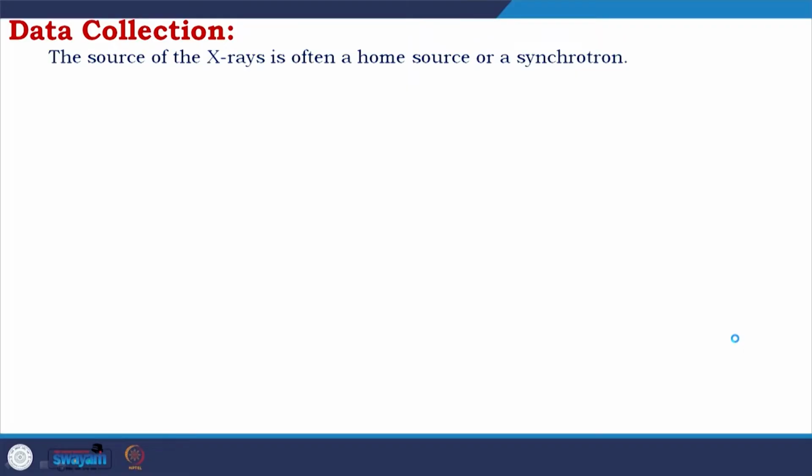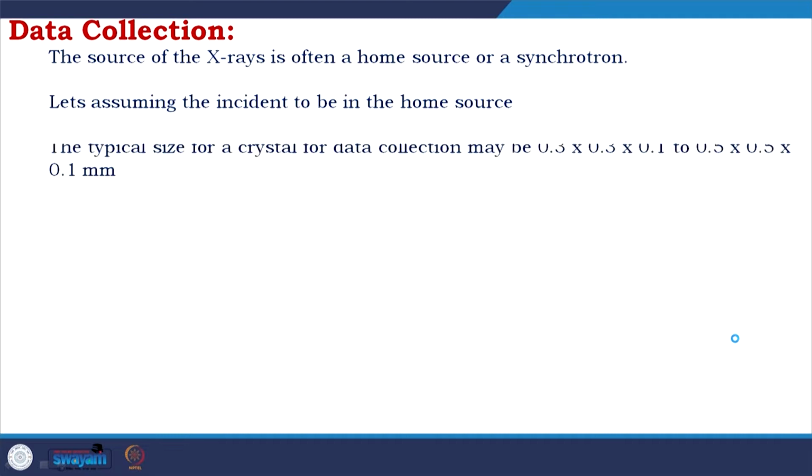Coming to data collection, the source of X-rays is often a home source or a synchrotron, which I talked about. For our consideration for further processing, let us assume that we are collecting data on a home source. The typical size of a crystal for data collection may be 0.3 by 0.3 by 0.1, or 0.5 by 0.5 by 0.1 millimeter.